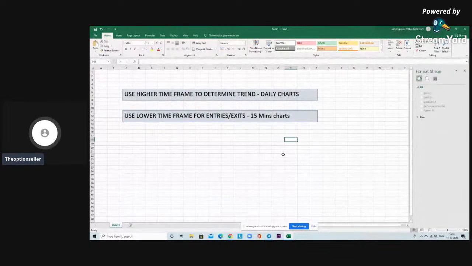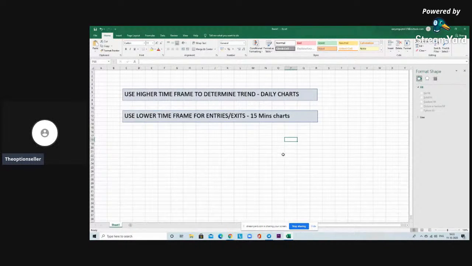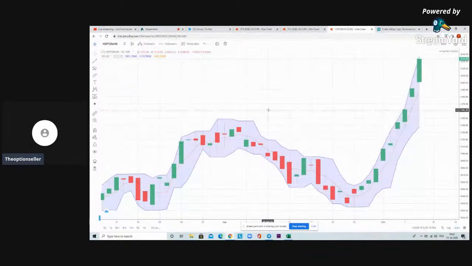First I'll show you the system, and then I'll show you how you can actually code this and get real-time alerts for your stocks. So let's look at one example. This is HDFC Bank, and this is a daily chart.